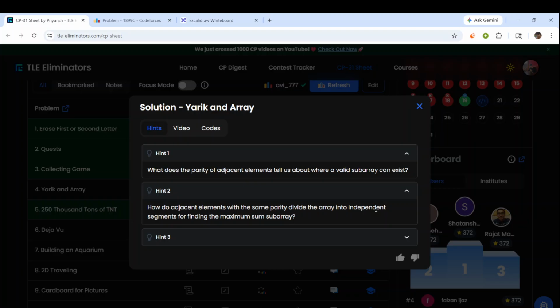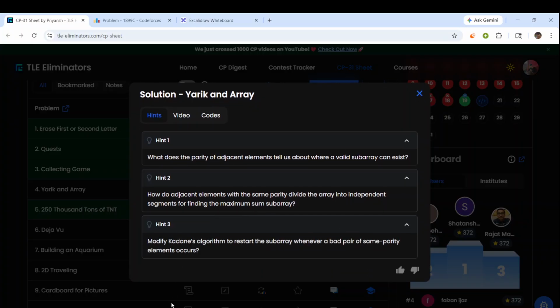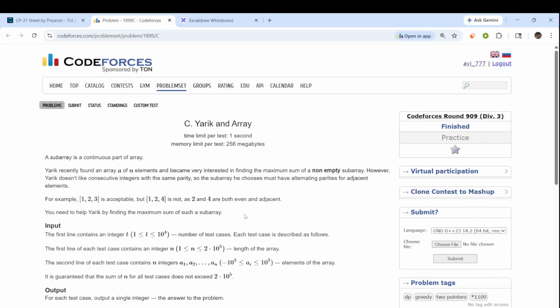I couldn't get it here. How do adjacent elements with same parity divide the array into independent segments for finding the maximum subarray? It divided into two parts. Modified Kadane's algorithm. Oh, achha, Kadane's algorithm. Okay. This question is something. Kadane's algorithm. I never actually had this type of doubt.